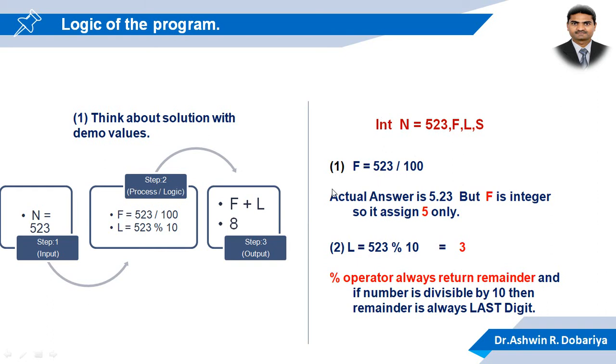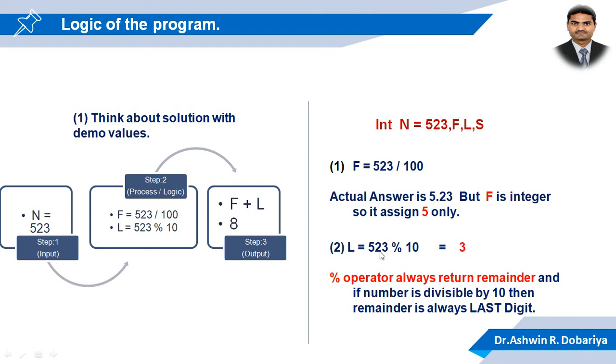Now here, as I told you, f is equal to 523 divided by 100. Here 523 is an integer number, 100 is also an integer number, and the operation is division. So the actual answer as per mathematics is 5.23. But here f is also declared as an integer and both numbers are integers, so the output of this expression is an integer. Integer means only the value before the point, so 0.23 will be ignored, and it will store only 5 in f.